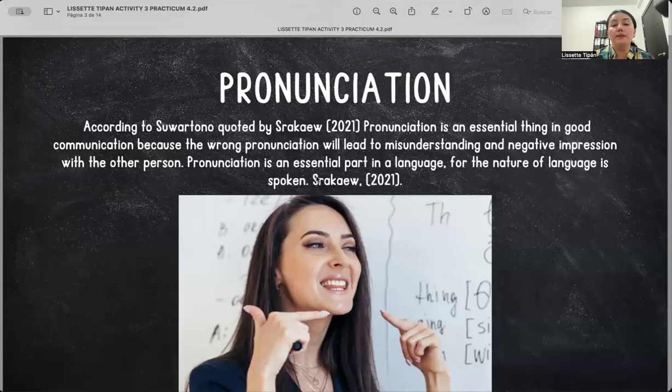Let's start with pronunciation. Pronunciation is essential for good communication, and it is true if we say something incorrectly, people might misunderstand us or get the wrong impression. Pronunciation is basically the sound part of language, how we say words, where we place stress, how our intonation goes up or down. All of this affects meaning.